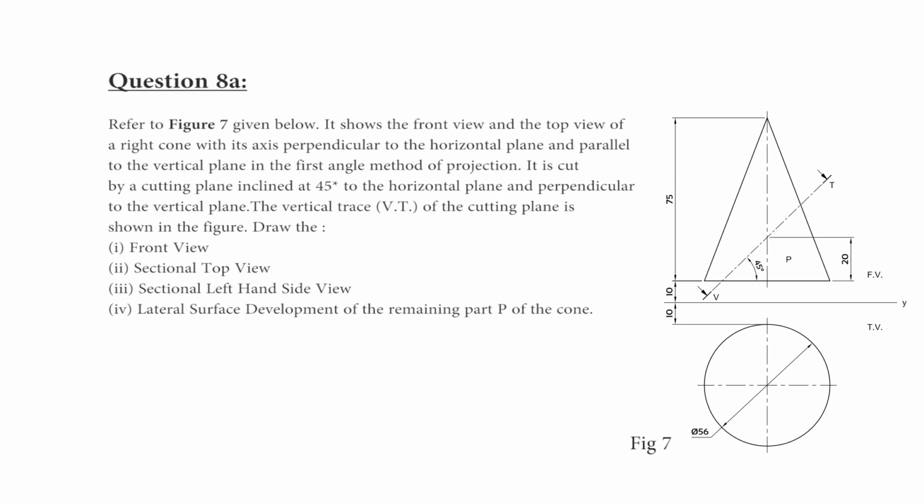Question 8a. Refer to figure 7 given below. It shows the front view and the top view of a right cone with its axis perpendicular to the horizontal plane and parallel to the vertical plane in the first angle method of projection. It is cut by a cutting plane inclined at 45 degrees to the horizontal plane and perpendicular to the vertical plane. The vertical trace VT of the cutting plane is shown in the figure. Draw the 1. Front view, 2. Sectional top view, 3. Sectional left hand side view, and 4. Lateral surface development of the remaining part P of the cone.